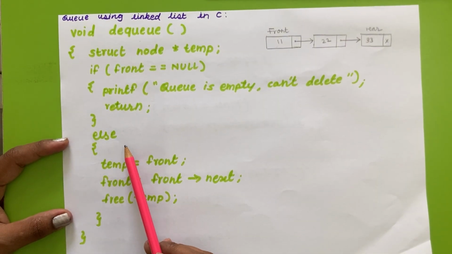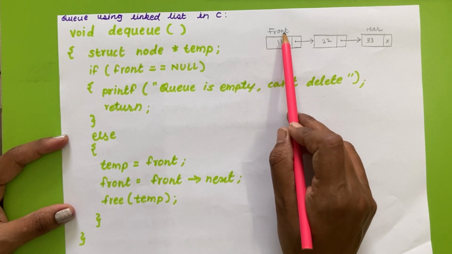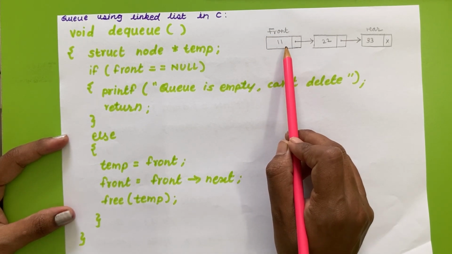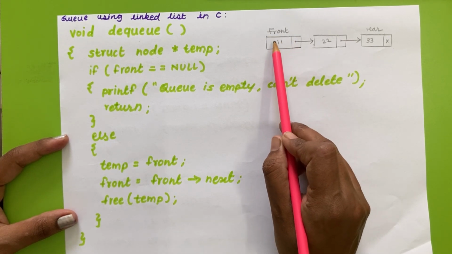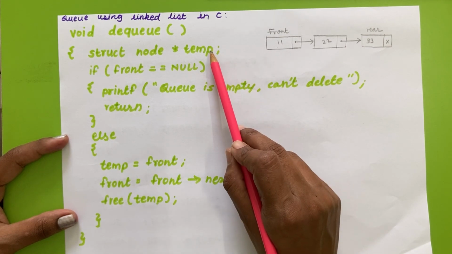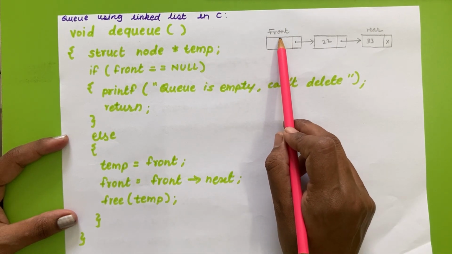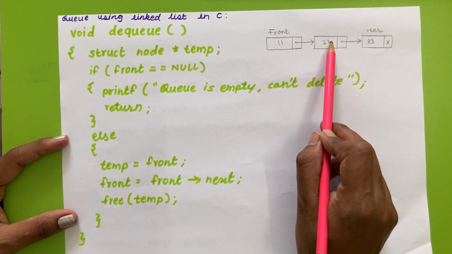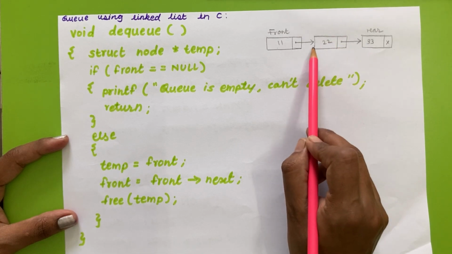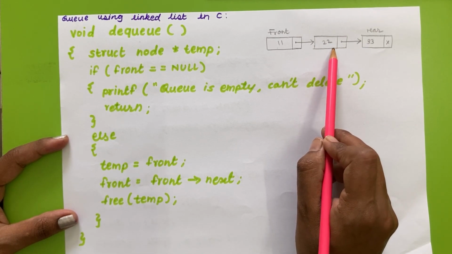So in the else part we have to Dequeue or delete this node. We have to first copy this node in the temporary node so that we can free up the memory for this temporary node, and after copying we have to update the value of front from this node to the next node, because this will be the next deleting node. So we have to assign this node as the front node.